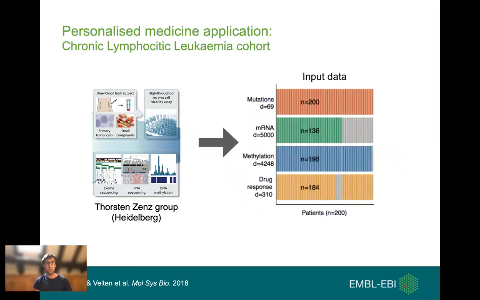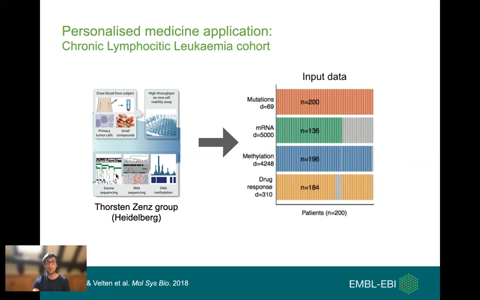All right, so that's enough of the theory. So what I'll go through now is the main application that we worked with MOFA when the first paper came out, and it's going to be the main one that we're going to be working on in the workshop. And this is a personalized medicine application. So it's using bulk multi-omics in the context of a chronic lymphocytic leukemia cohort of patients. And this has been a collaboration with Thorsten Zenz's group, which generated all this exciting study.